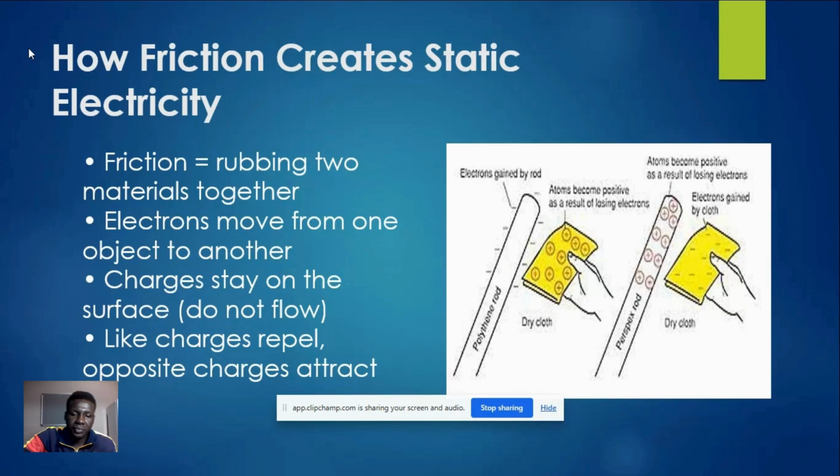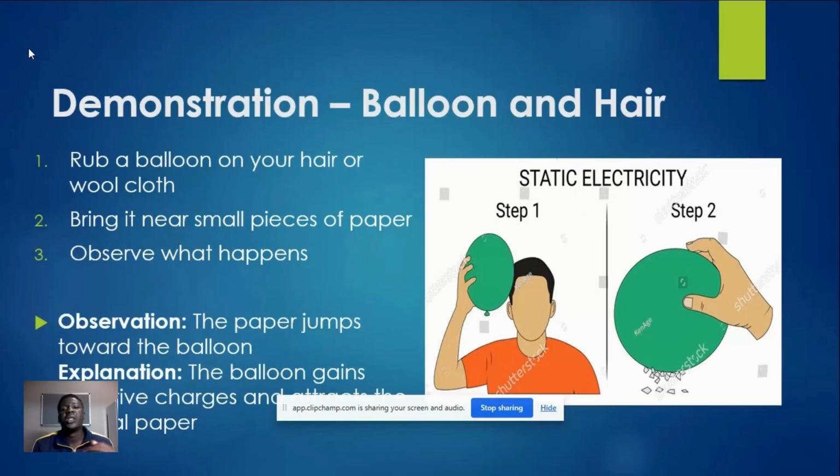Okay, then the demonstration, the balloon and the hair. First, rub a balloon on your hair or a wool cloth. Then bring it near small pieces of paper and observe what happens. Let's look at our diagram here. We have a gentleman busy rubbing the balloon against his head. As the gentleman rubs the balloon against his head, the balloon gains a negative charge.